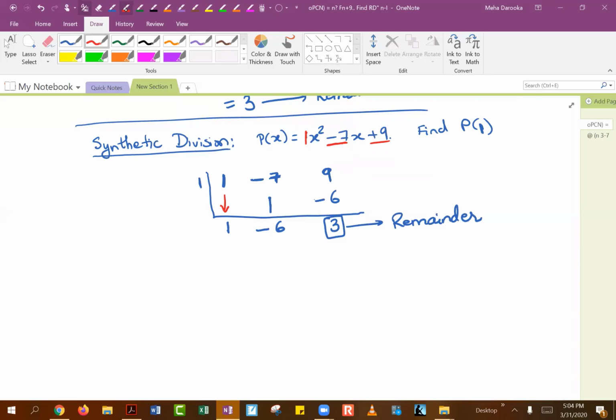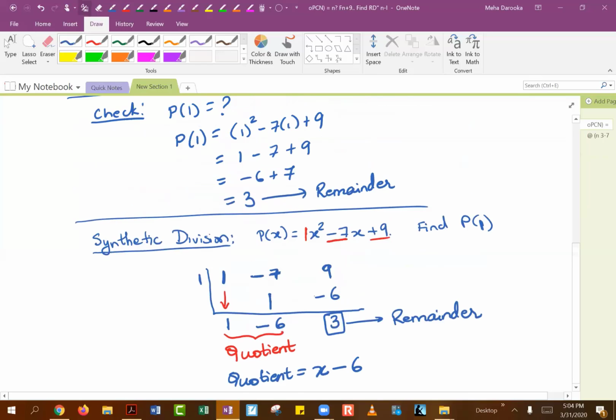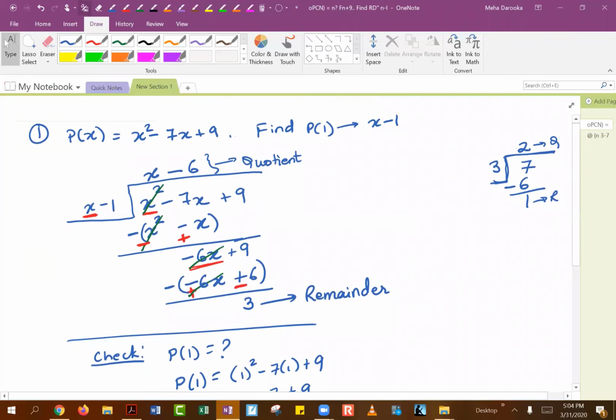Then these first two numbers are actually going to be part of your quotient. Since our original polynomial is second degree, an x squared polynomial, your quotient is always going to be 1 degree less than the original polynomial you started out with. So since my polynomial is x squared, our quotient is going to be an x term. That's going to be x minus 6. And if you go back to the long division, you will see that's exactly what we had for our quotient: x minus 6.